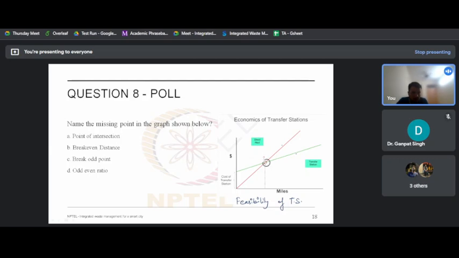So I'll just highlight it. This is the missing point, where the red line, number 1 line, is intersecting with the number 2 line. So the point of intersection is what you need to name. You can answer it in the chat as well as the poll. So I will drop a poll.